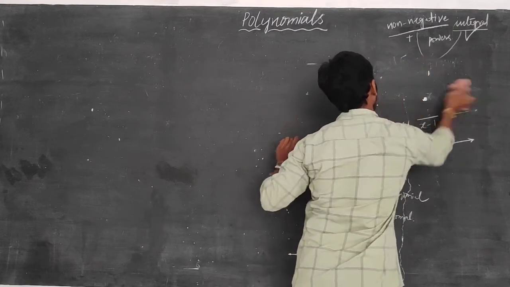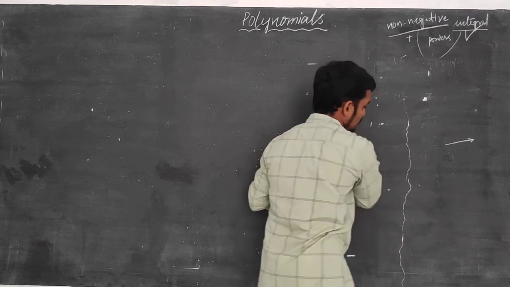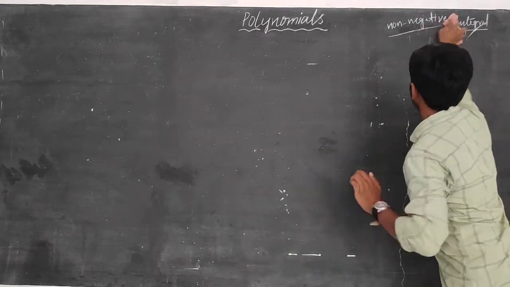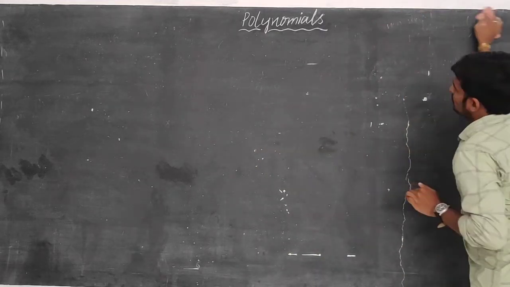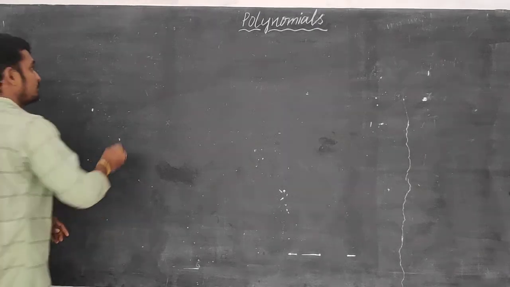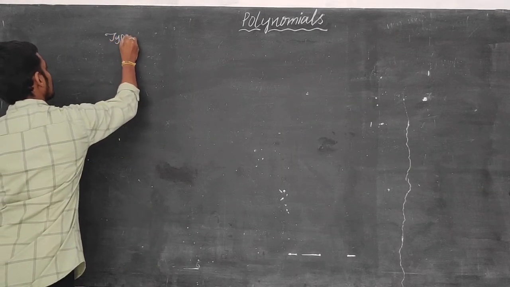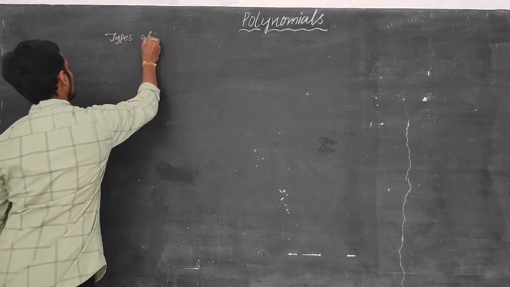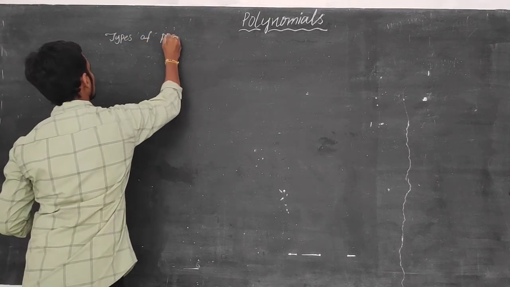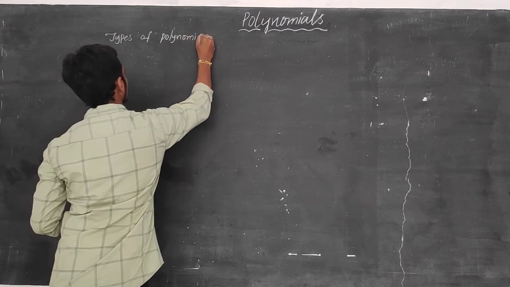Okay, my dear students. Do you know the next topic? I think you know very well about the types of polynomials. Now we have to keep the heading, types of polynomials. Next topic is types of polynomials.